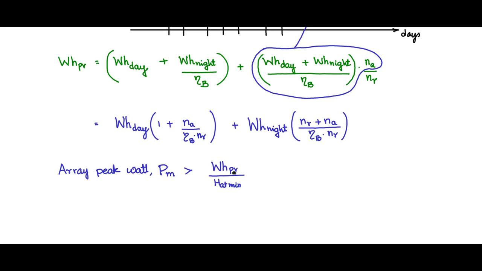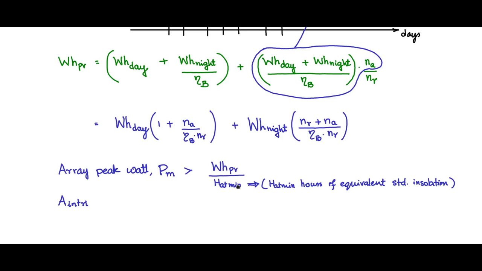So WHPV by H hat minimum, and here this H hat minimum is having the units of hours and not kilowatt hours per meter square per day, because we are numerically using the value of H hat minimum to represent so many hours of 1 kilowatt per meter square radiation, standard insolation. So H hat minimum here will numerically be same as the hours of equivalent standard insolation.